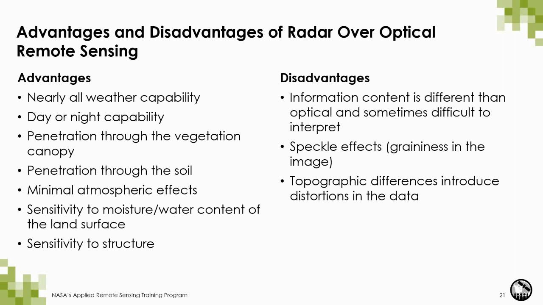And as a final comment, historic SAR images tend to have low temporal repeat on the order of 40 plus days. So that means that it's imaging the same place on Earth every 40 days or longer. So that makes the availability of a time series of data scarce. However, this is changing with new satellites and sensors such as Sentinel-1, which has a 12-day repeat time.